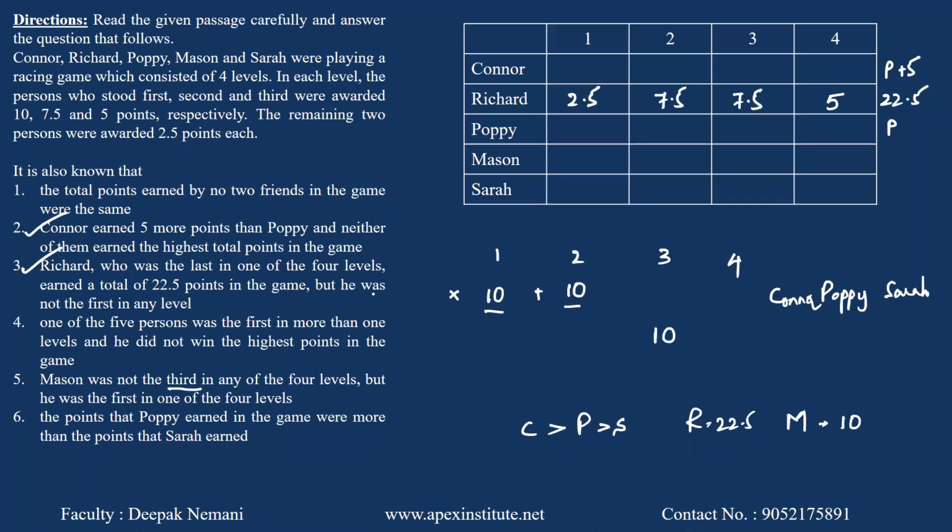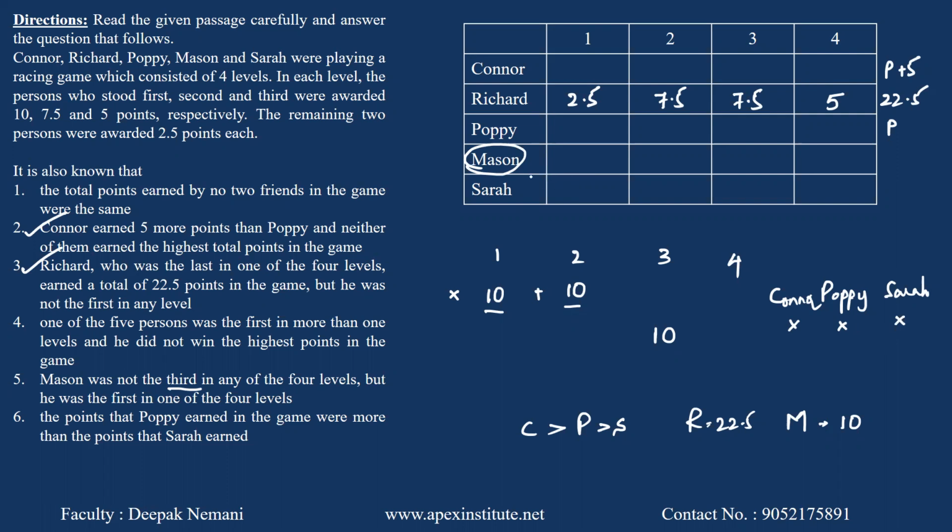What did we miss? Connor earned 5 more points than Poppy, and neither of them earned the highest total points in the game. So the highest points in the game were not won by Connor, Poppy, nor Sarah. So who should be the person with the highest points? It should be Mason. So Mason has won 10 points in one of the rounds.